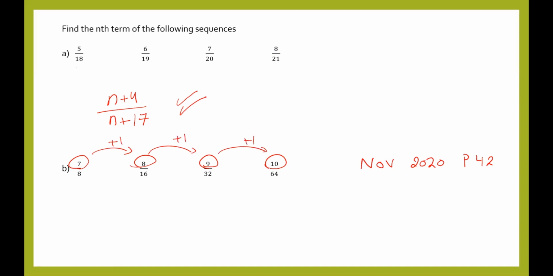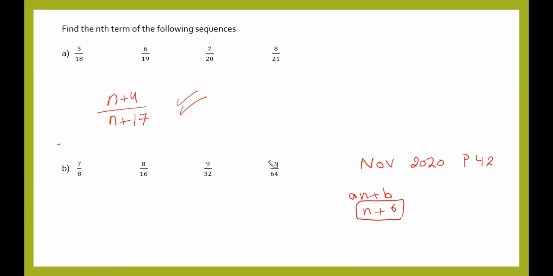So how do we get the nth term? It is an plus b. 1 will not be written here, so it will be n. To get the 0 term, you go back one step by subtraction. It will be 6 here, so it will be n plus 6. This is the nth term of the numerator. The problem is not in the numerator, the problem is in the denominator. How do we get the nth term of the denominator?